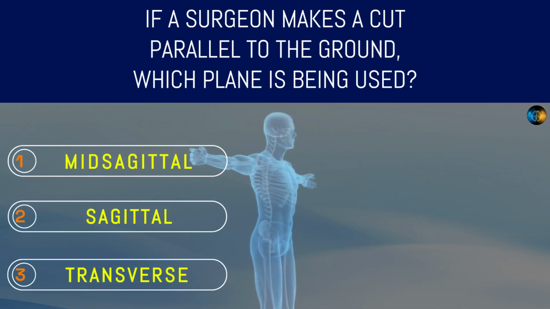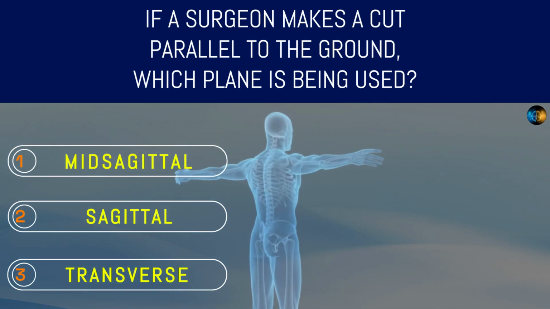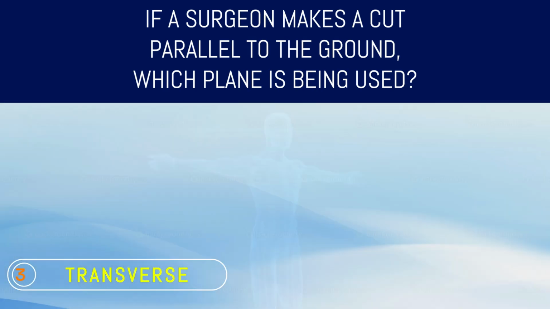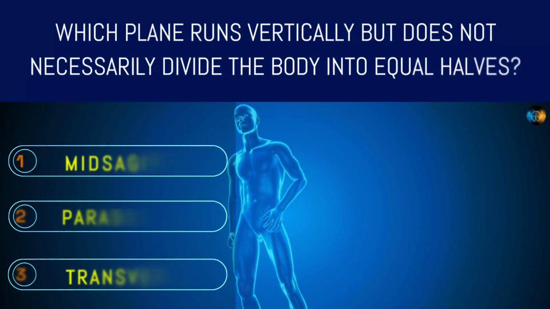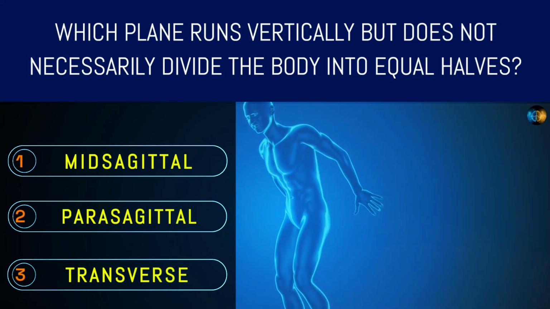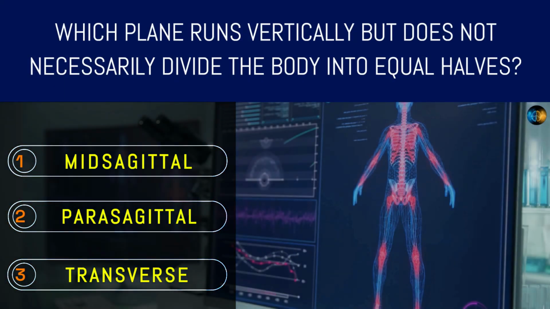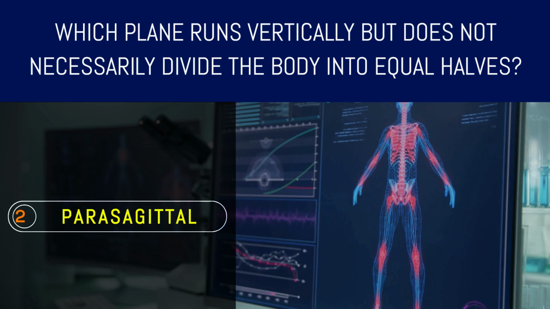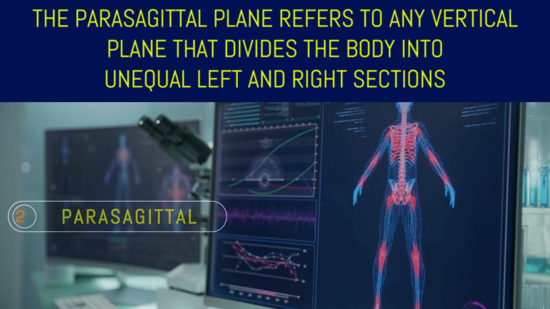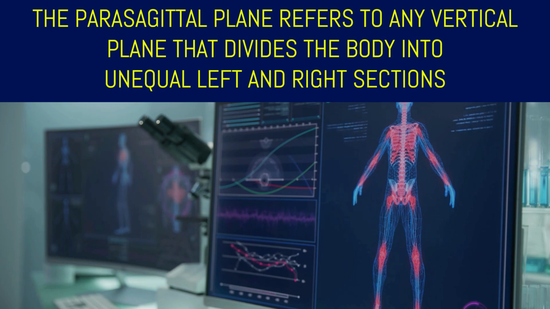Mid-sagittal, sagittal, or transverse? Transverse. Which plane runs vertically but does not necessarily divide the body into equal halves? Mid-sagittal, parasagittal, or transverse? Parasagittal. The parasagittal plane refers to any vertical plane that divides the body into unequal left and right sections.